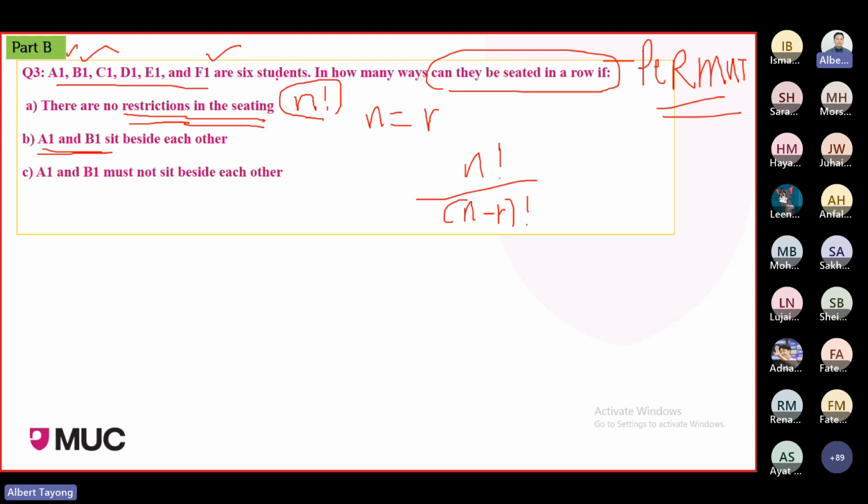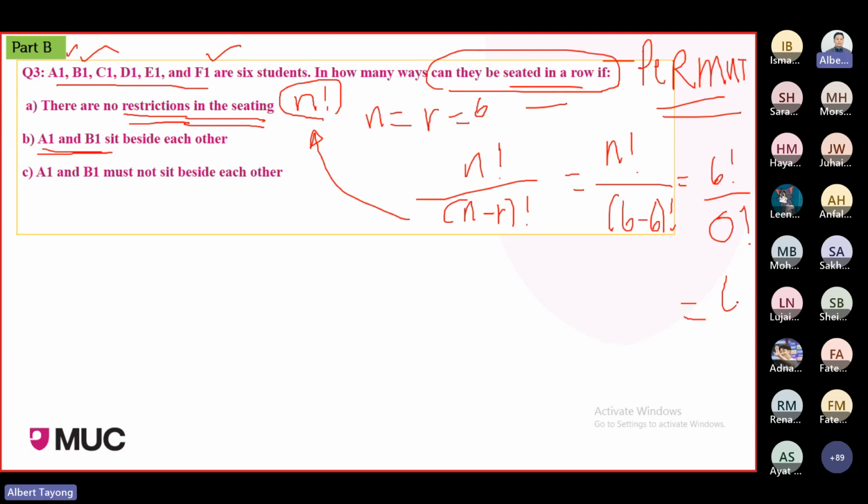Here we have 6 students and we are just rearranging. So our n is 6, our r is also equal to 6. If you replace the letters here, it will go back to n factorial over, here we have 6 minus 6 factorial. So that will be 6 factorial over 0 factorial. And 0 factorial is equal to 1. So it will be 6 factorial over 1, which is equal to n factorial.